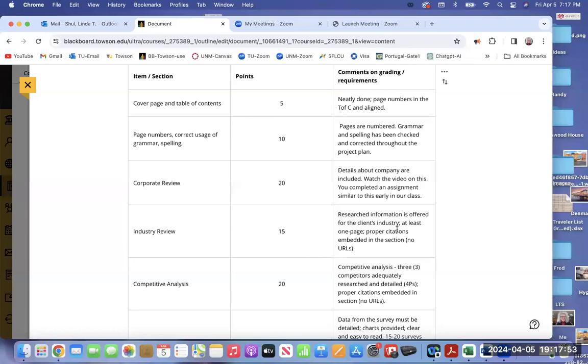So you can say restaurant industry. You can Google restaurant industry. I would suggest you go to the databases or you ask Shana at the Towson Library. You can email her or call her.